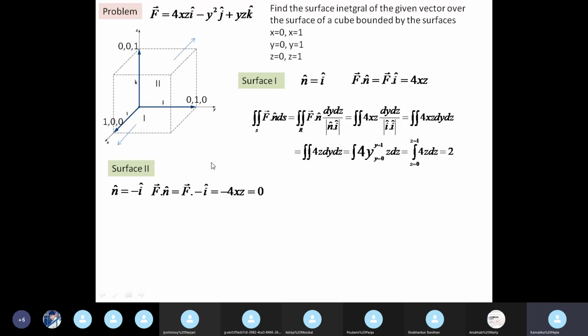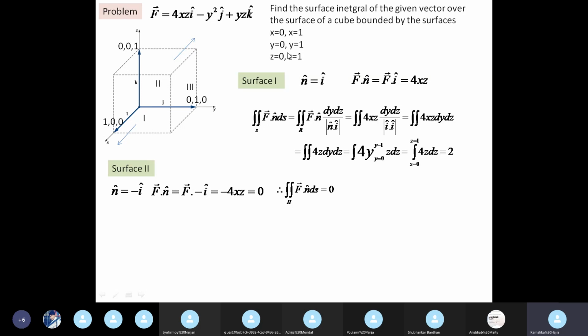Now straight away we can write this equal to 0. Why? Because the value of f dot n cap is equal to 0. Why? Because at this surface, the second surface, x is equal to 0. So you do not need to go through this integration, because at the onset you can see that f dot n cap is coming out to be 0. Therefore integration over the second surface f dot n cap ds will give you 0.